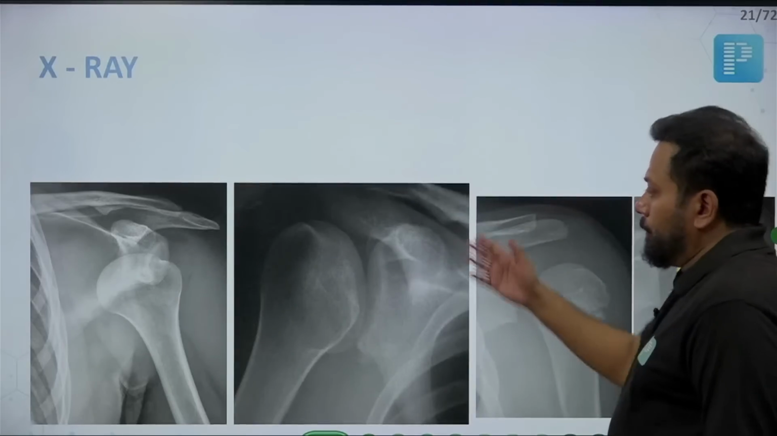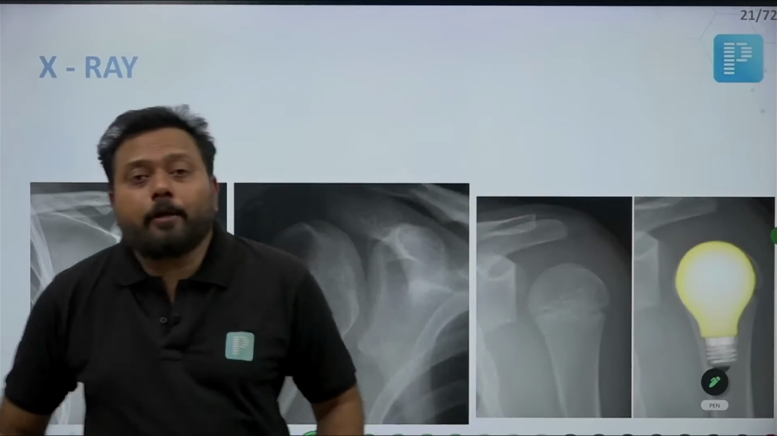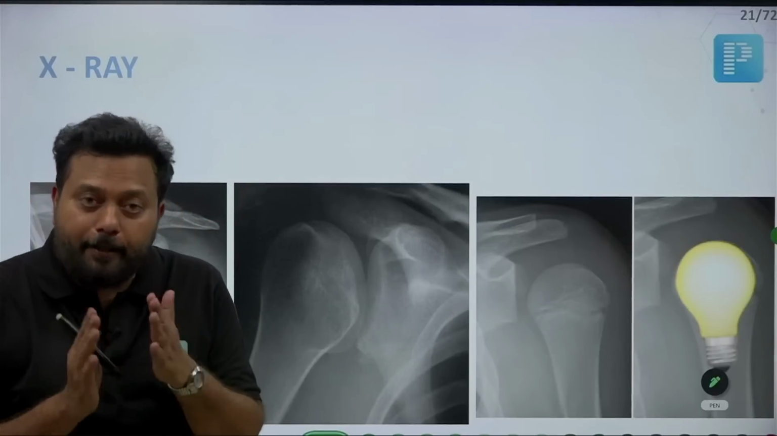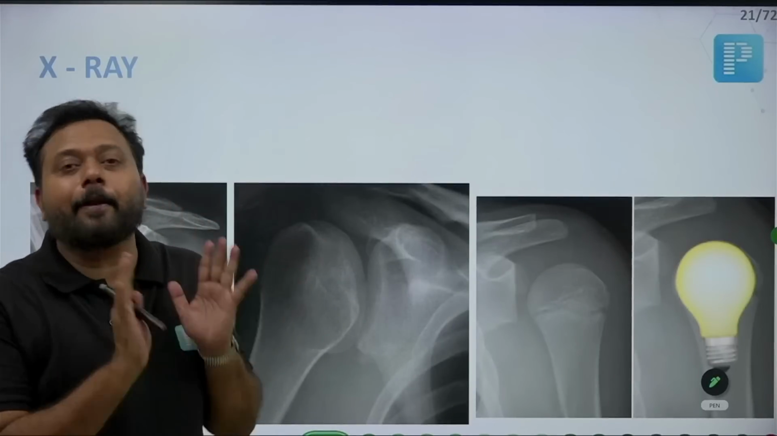Now, the X-ray signs of shoulder dislocation. The third terrible triad, I am keeping it in suspense because that is coming as a separate MCQ.